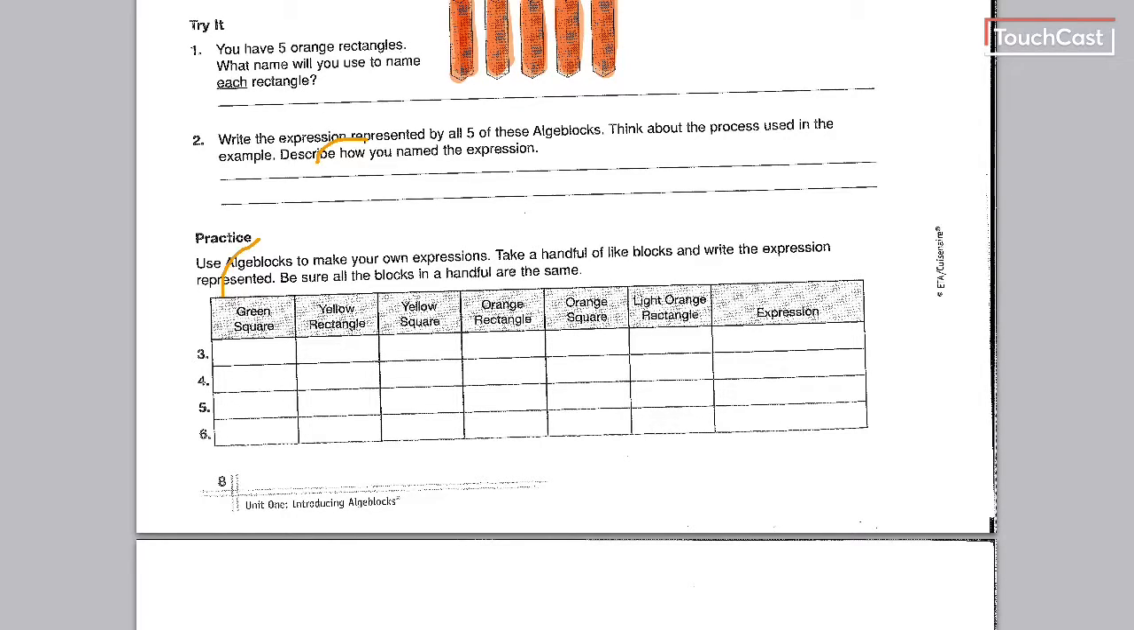Okay, now we'd like you to go ahead and do 3 examples on your own, okay? So please do 4, 5, and 6 on your own. Grab a handful of blocks, making sure that all of them are the same. Remember your names. The green square is 1, the yellow rectangle is x, x squared is yellow square, orange rectangle is y, orange square is y squared, and light orange rectangle is xy. Please show your teachers when you're finished. That way we can make sure you're on the right track.